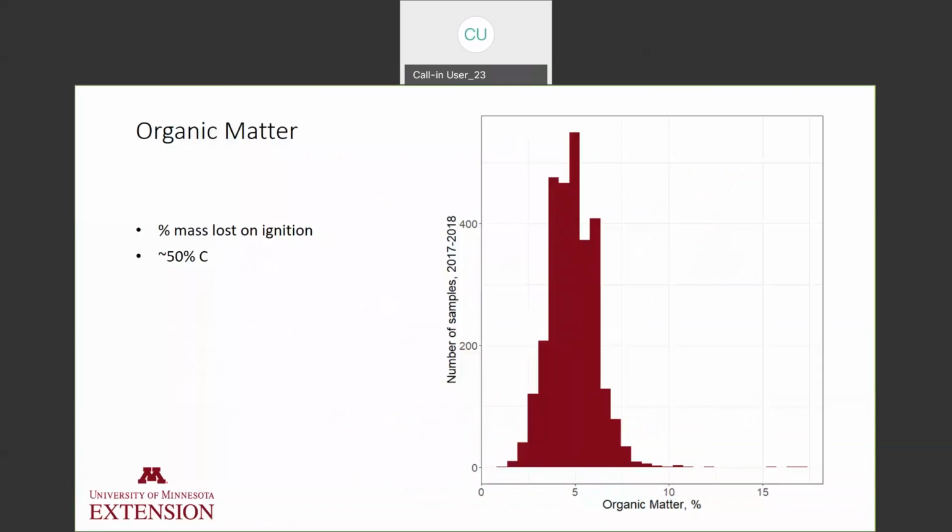So Haney starts big picture with soil organic matter, and this measurement is pretty standardized throughout the soil testing world. It's done by heating soil so completely that any organic material is burned away as gases. And the mass loss after that heating is the mass of organic matter. It's usually expressed as a percent. And this histogram shows the number of samples in the MVTL data set at varying levels of organic matter. So there's about 200 here at this 2.5% level and about 600 here at this 5.5% level.